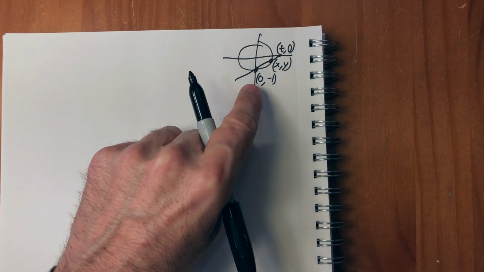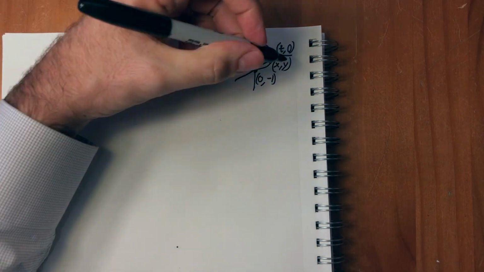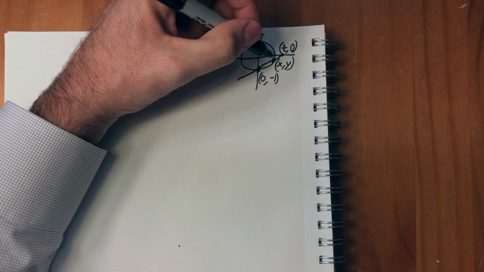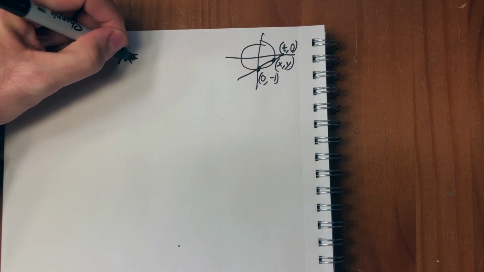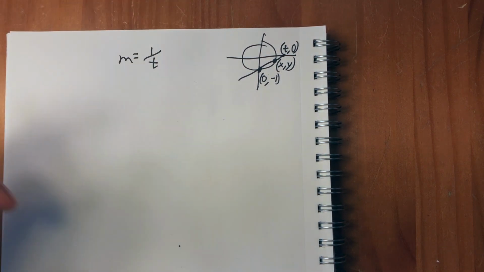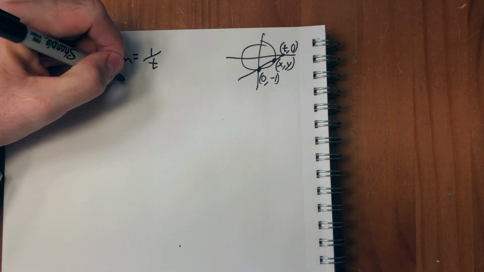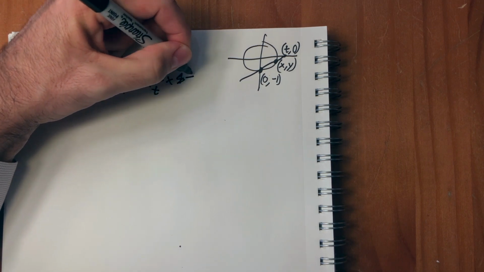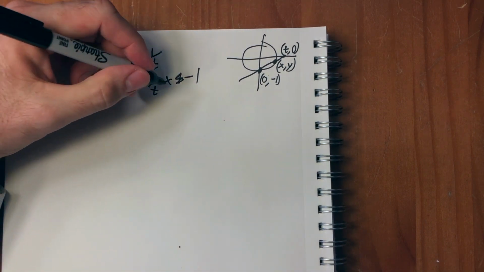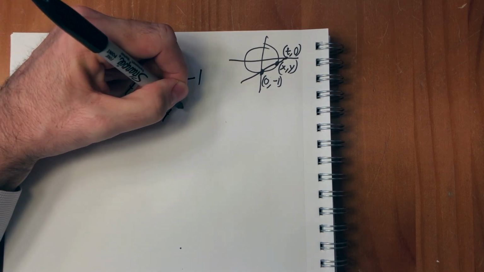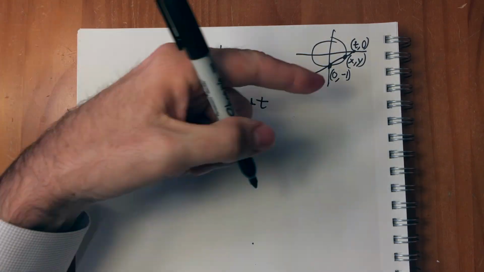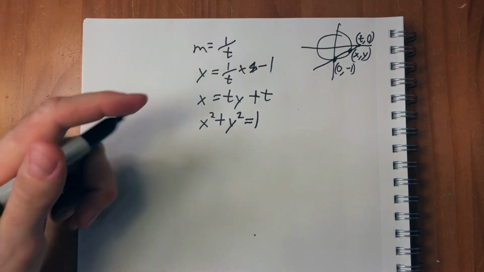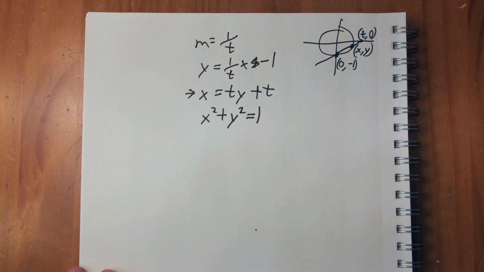So first, what is the equation of this line? We already know the slope, because the slope from here to here is always going to be 1 over the run, which is t. So the slope is 1 over t. And we already know that the y-intercept is -1. So the equation then is y equals 1 over t, x minus 1. So now if we just rearrange these, we get x equals ty plus t. Okay, now the equation of the circle is x squared plus y squared equals 1.